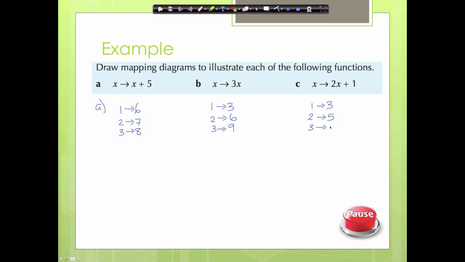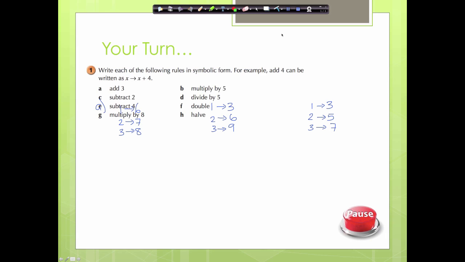For this next one, you are going to write each of the following rules in symbolic form. So for example, add 4 can be written as x mapped onto x plus 4. So you're going to do the same thing with all of these. I'll do the first one for you. So A, we're going to add 3. So I have x, and then I add on 3. So I have x plus 3. So that's part A.